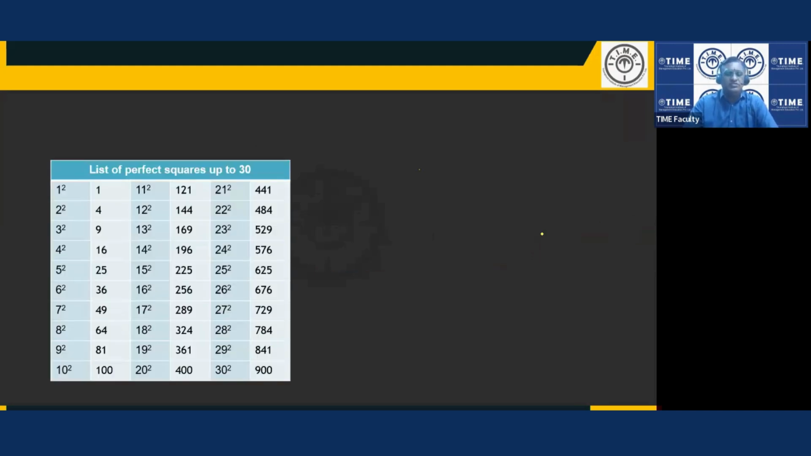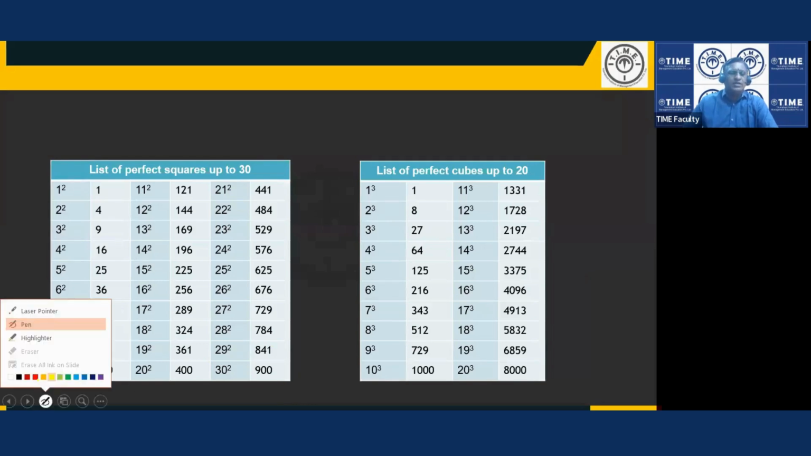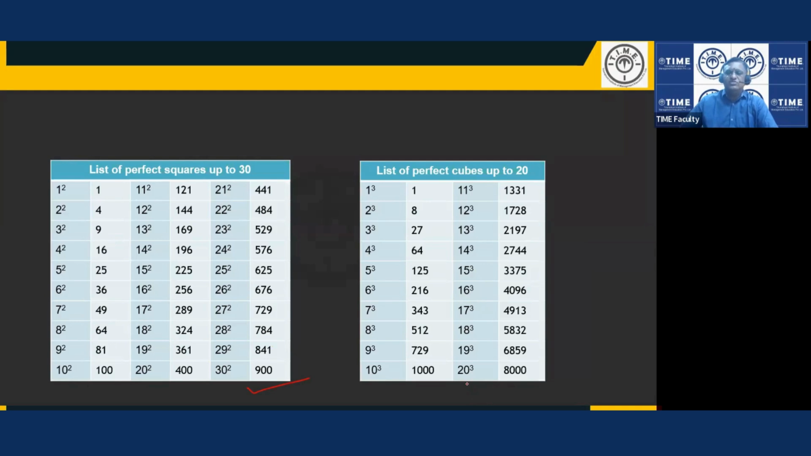Next, 30 squares and 20 cubes. This is a list. How many squares are listed here? You are told in classes already, but once again, 15 cubes are enough, though the list is given up to 20 cubes. Right. Okay.